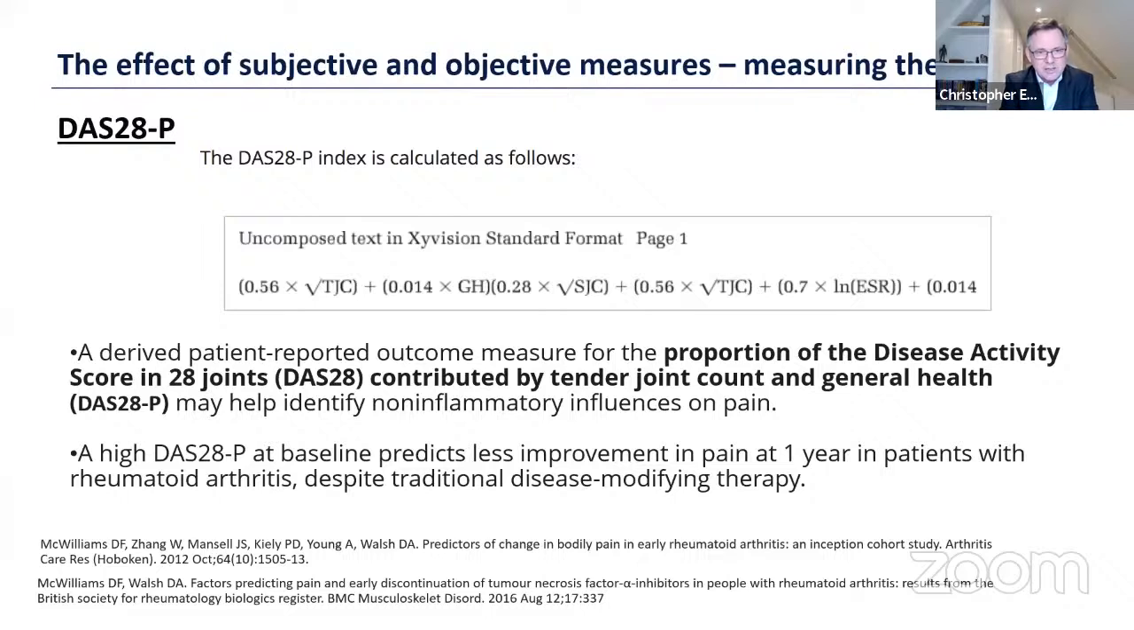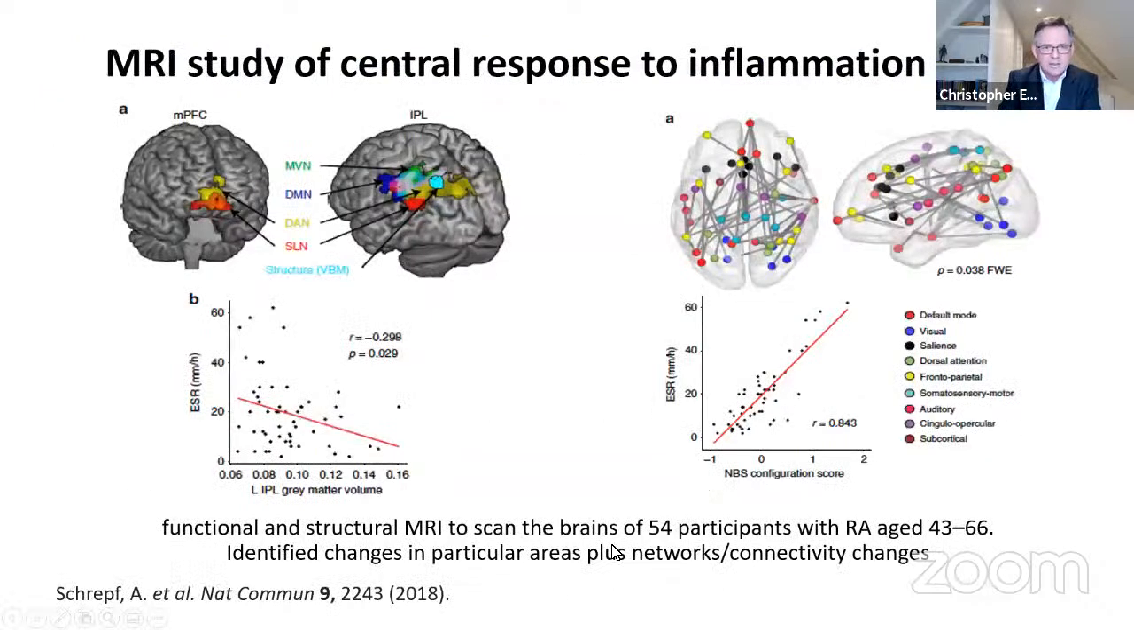But essentially what this does is it tries to demonstrate the proportion of the disease activity score, so the DAS28, that is as a result of the subjective, those patient experience measures, the tender joint count and the general health visual analog scale. And that has been shown to predict response, for example, to TNF inhibitors in the biological registry in the UK. But it's a way of trying to assess this difference between subjective and objective.